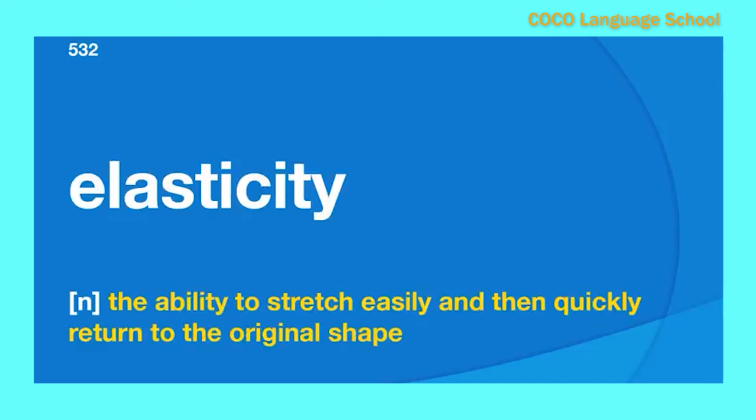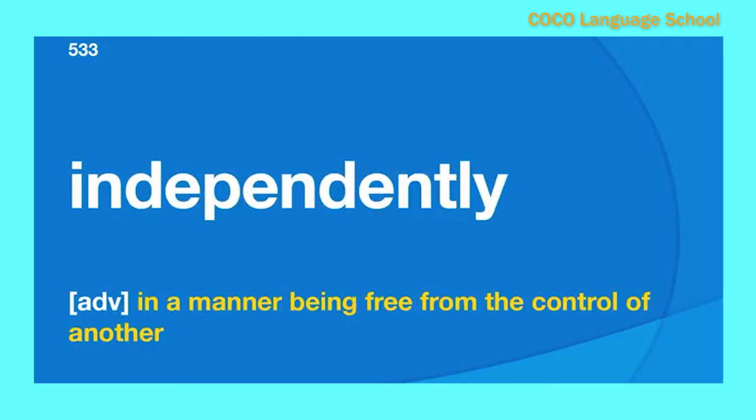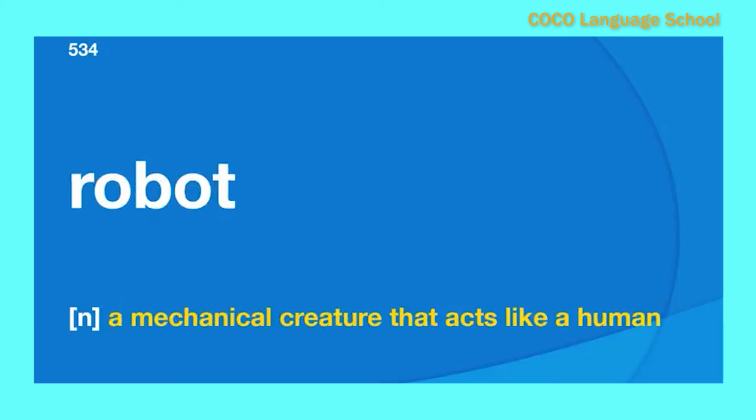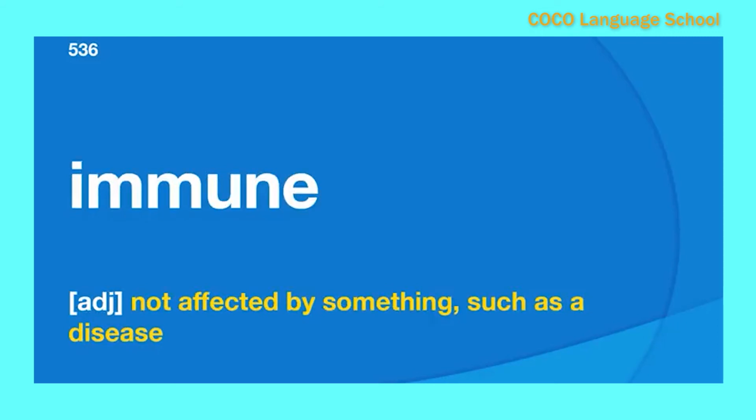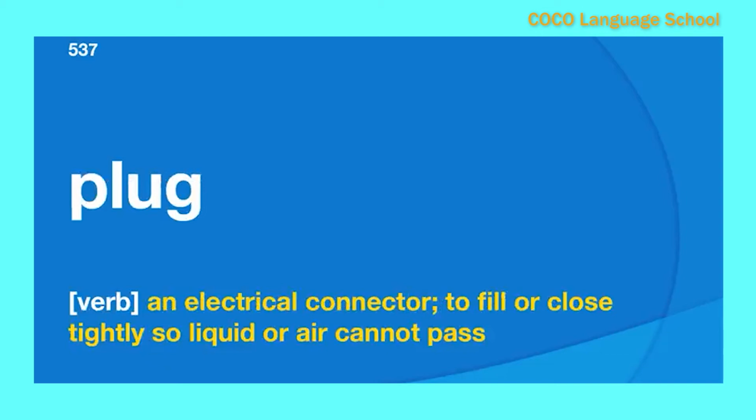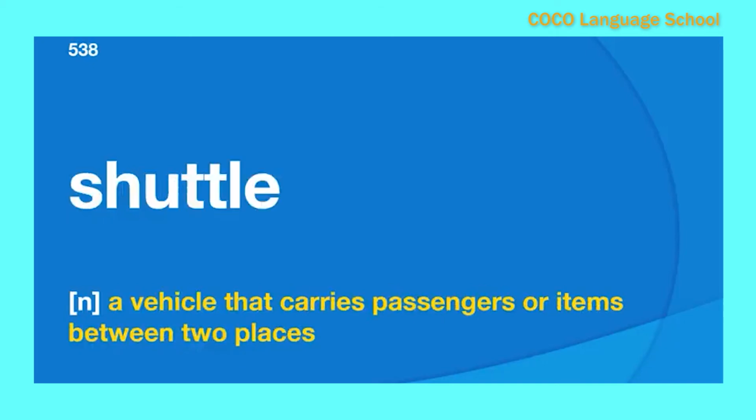The ability to stretch easily and then quickly return to the original shape. Elasticity. In a manner free from the control of another. Independently. A mechanical creature that acts like a human. Robot. Something that has developed or been obtained from something else. Derivative. Not affected by something, such as a disease. Immune. An electrical connector, to fill or close tightly so liquid or air cannot pass. Plug. A vehicle that carries passengers or items between 2 places. Shuttle.